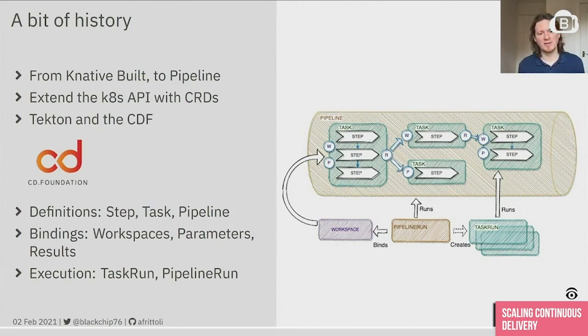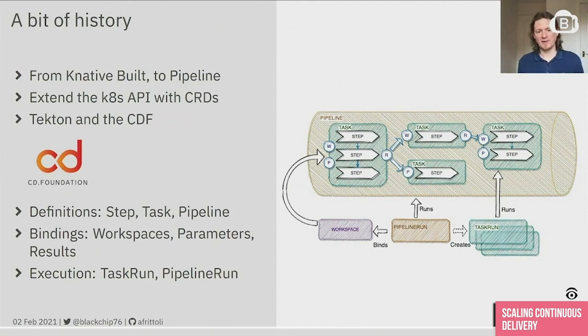Tekton works by extending the Kubernetes API with what are called custom resource definitions. So Kubernetes provides a set of abstractions called resources, like a pod or a service or a deployment. And what Tekton does is create new resources that are specific to running tasks and pipelines on a Kubernetes cluster.